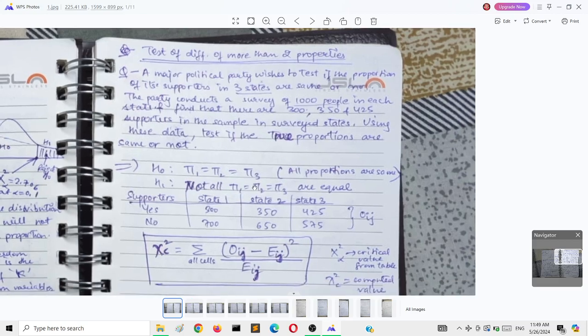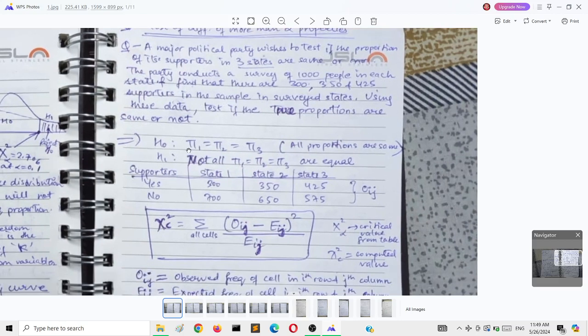Okay, so see what the question is about. Question is saying that you have actually done a survey of 1,000 people in each state, means in each state you actually took thousand people, right? Actual number of people were higher, not just 1,000, right? But among 1,000 only, you actually got 300, 350 and 425 which were supporters. Now with these statistical tests, you want to get to know whether the true proportions of the actual population, means whatever the number of people live there, are actually the same or not.